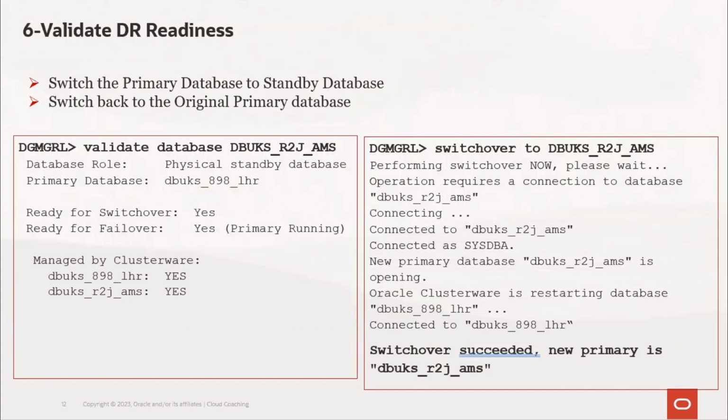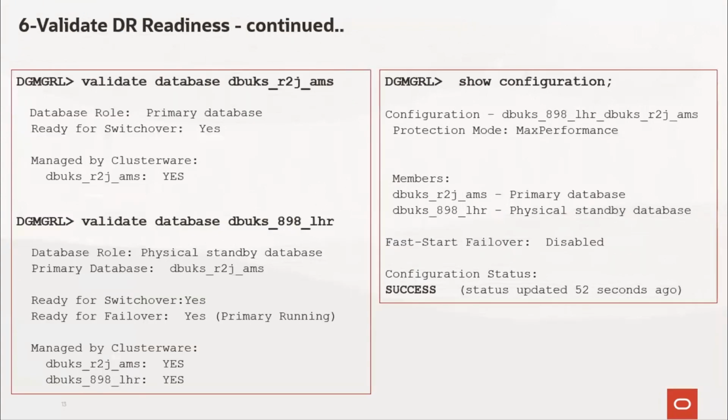Finally, validate the DR readiness by doing a switchover from the primary to the standby database and vice versa. As seen here, use the validate database command and ensure Ready for Switchover is showing yes. Then switch over to the standby database. Once the switchover is successful, validate the databases. As seen here, the standby database is now the primary database, and the original primary database is now the physical standby database.